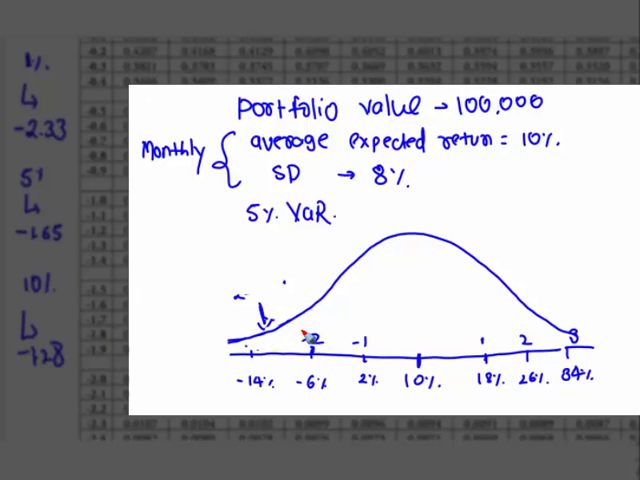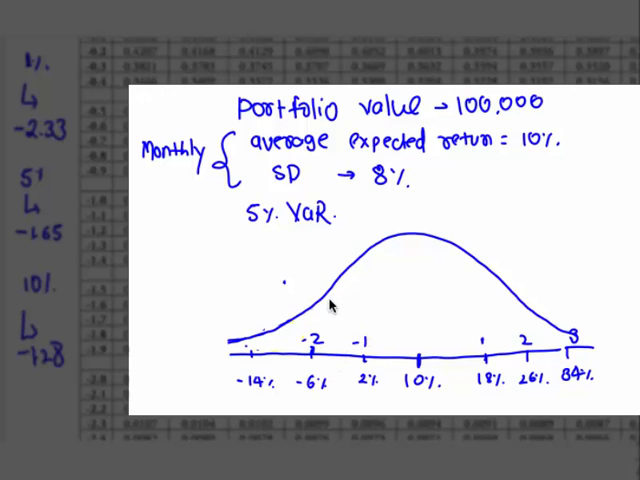This is your graph. Now the question that I've asked you is, what is the 5% value at risk? That means I want that point in this graph where on the left there should be a probability of 5%, and on the right there should be a probability of 95%. So you would do reverse calculation. In this table you would search for what is the Z value for 5% probability. That Z value we have already found out, which is minus 1.65.